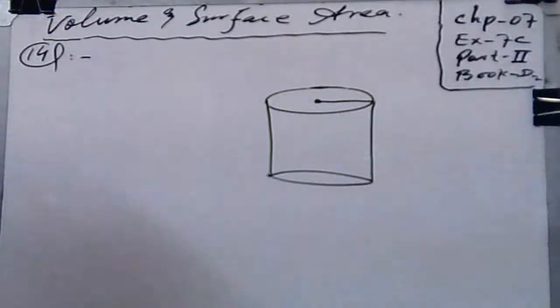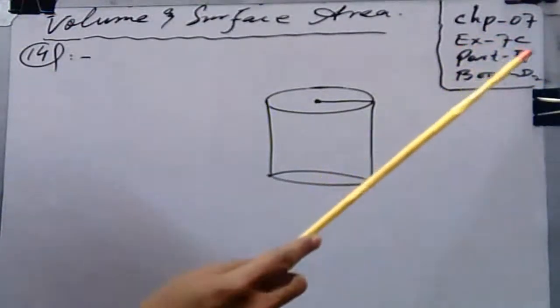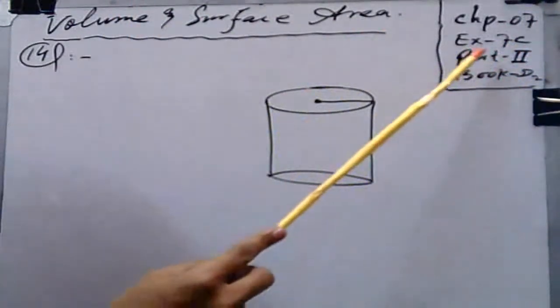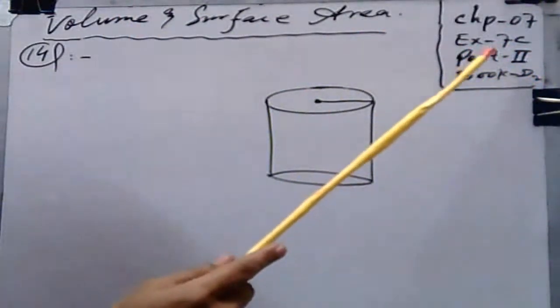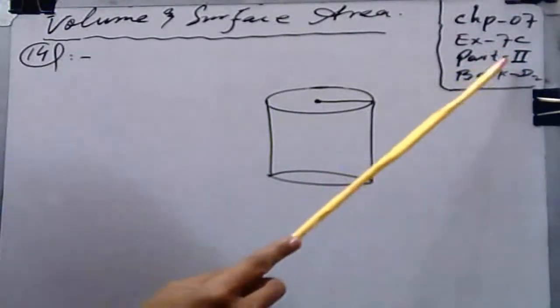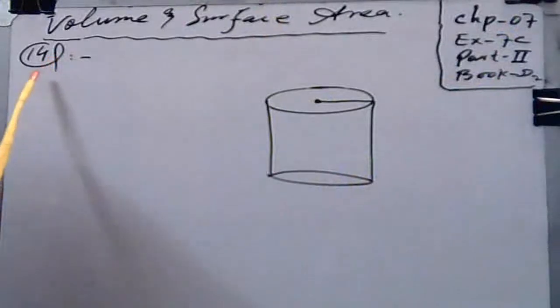Today we will discuss chapter number 7, exercise 7C, book D2, volume and surface area. This exercise is divided into 3 parts. Part number 1 we have completed. So today we will discuss part number 2 and so on, starting from question number 14.